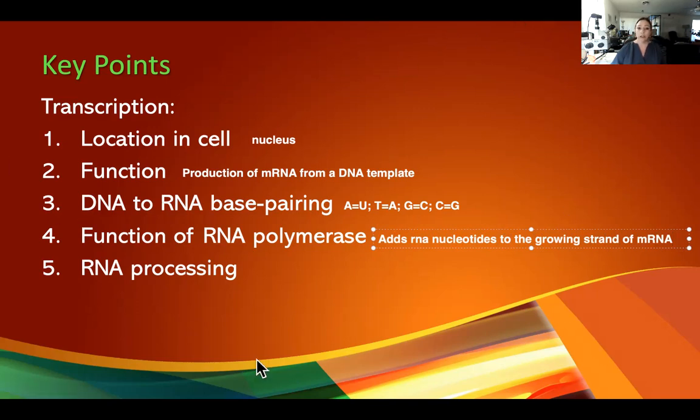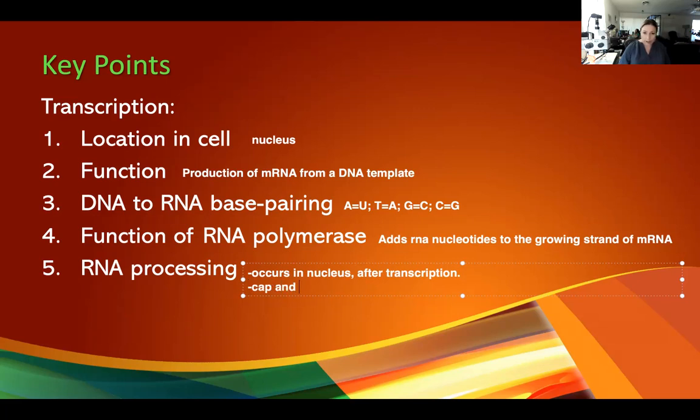And then finally, RNA processing. This occurs in the nucleus right after transcription. So I'm going to write occurs in nucleus after transcription. And there are two main things you need to remember. Cap and tail are added to RNA and the introns are removed. Remember, the exons are the coding region, the region that is needed to make the protein.